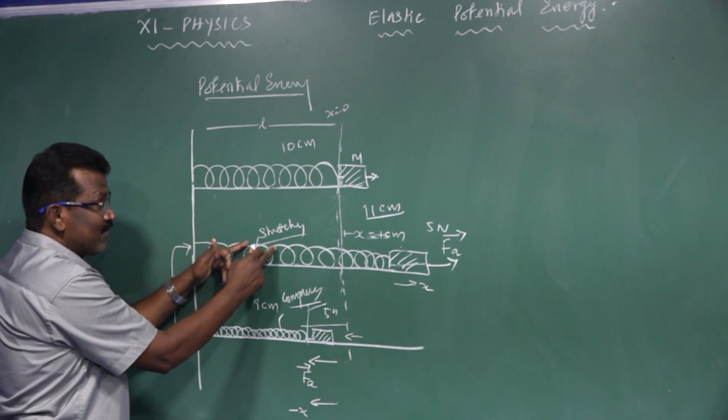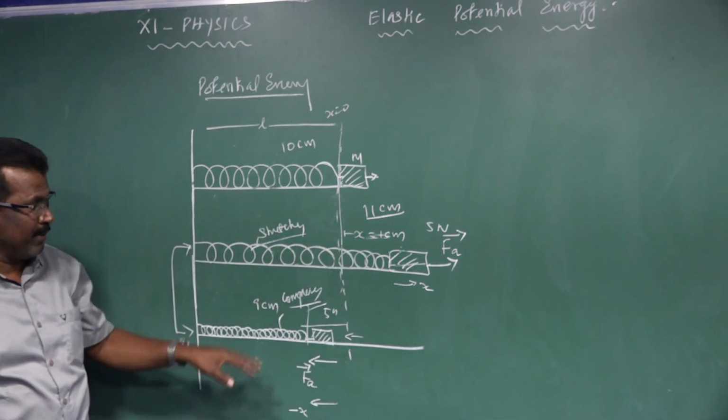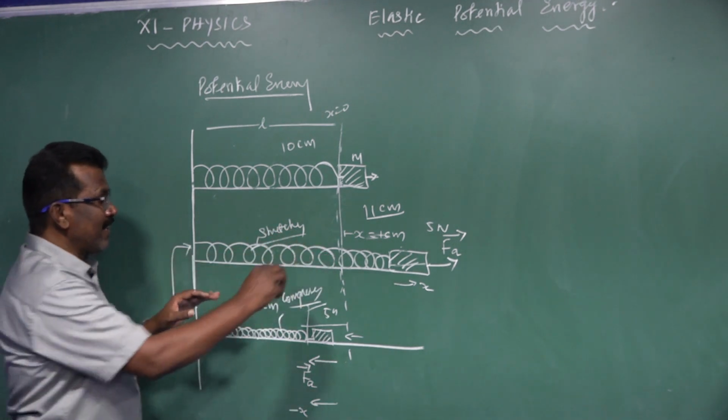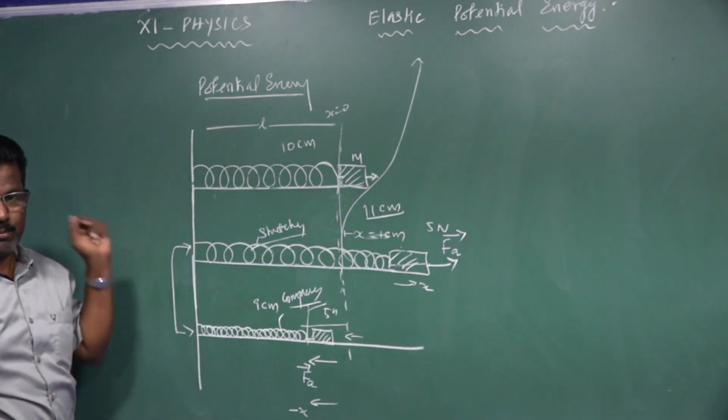Here the length changes from 10 centimeters to 1 centimeter. In both cases, some energy is stored in the spring. That energy is called elastic potential energy.